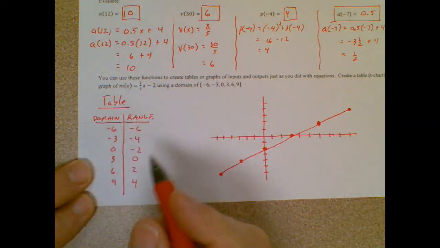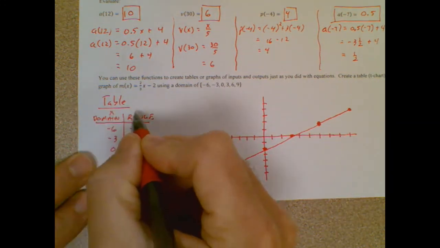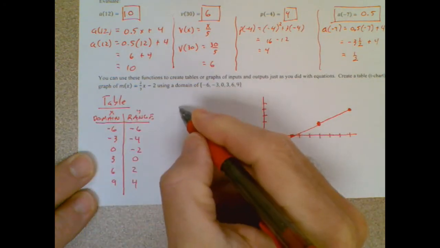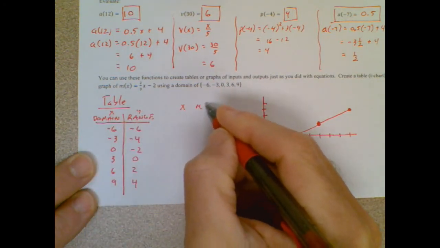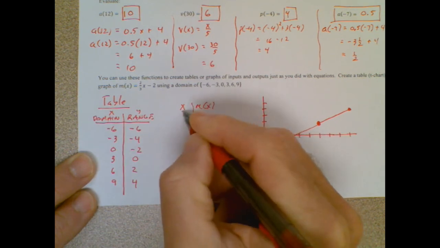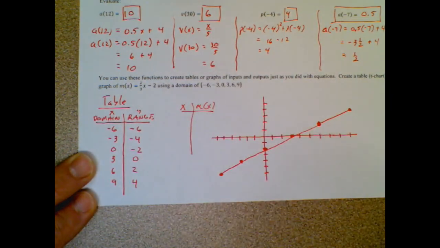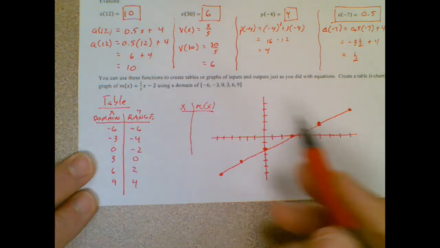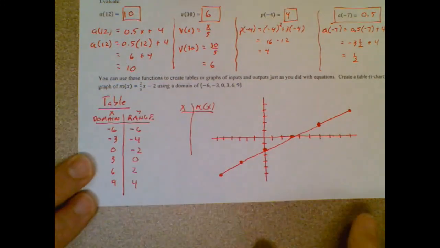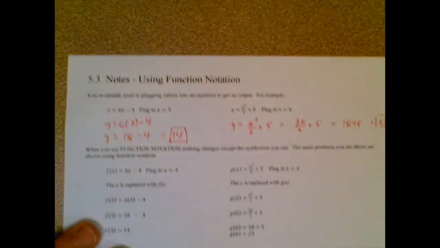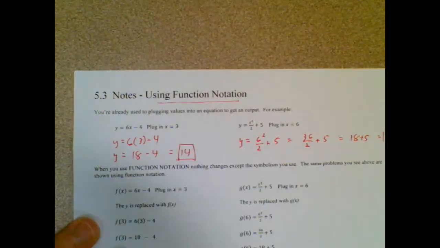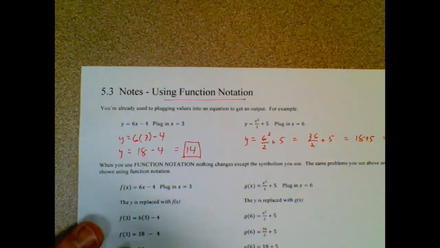Notice I use domain and range. We're used to saying x and y. We could also say, in this case, x and m of x, because m of x is taking over for the y. But nothing has changed but the symbolism. So when you're doing this function notation, just know that it's the same old plug in an x, get out a y, just with fancier writing.